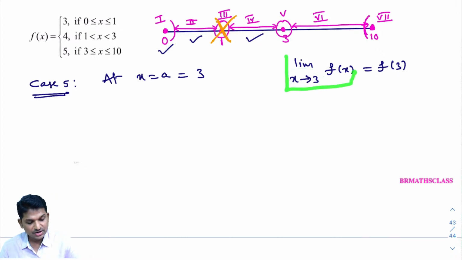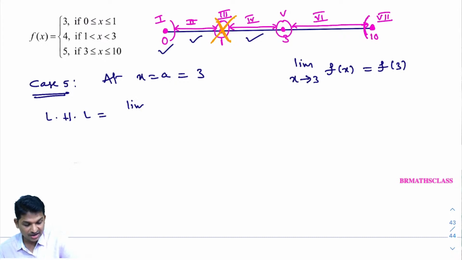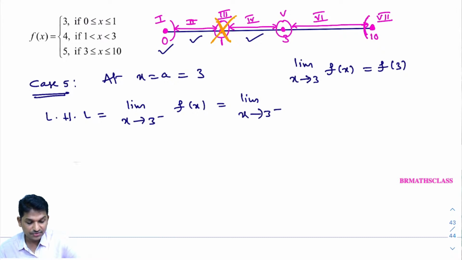So to calculate this value, I need to calculate the left hand limit and right hand limit. I'll calculate the left hand limit first. The limit as x approaches 3 from the left of f of x equals the limit as x approaches 3 from the left. X approaches 3 from the left means all x values are less than 3. When x values are less than 3, which function to choose? The function is 4. How to calculate this? Direct method: in the given function, wherever x is there we write 3. Here in this function there is no x, so we get the direct answer, which is 4. Now I'll calculate the right hand limit.